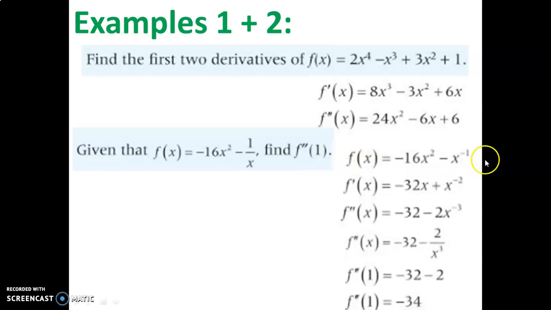Okay, so check your work. Here's the function, here's the first derivative, here's the second derivative. Here it is simplified with that move to the denominator, and then the 1 has been substituted in to get you that number. Check your work carefully.